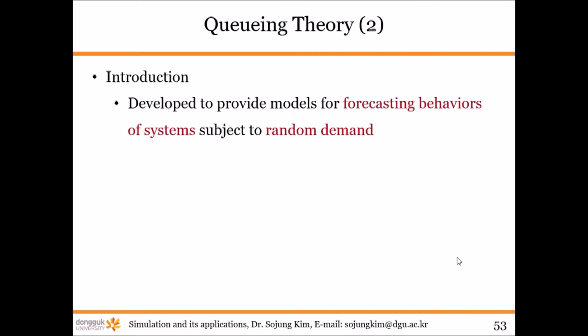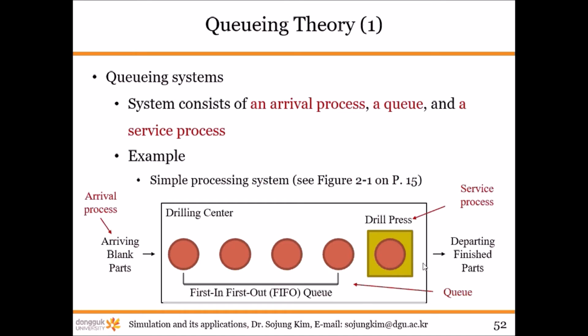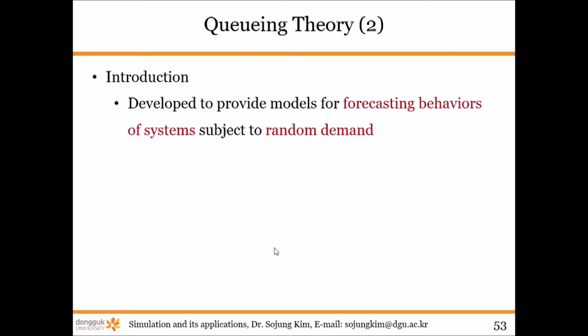In queuing theory, traditionally we use it a lot to understand and estimate the performance of this kind of system. And I think in the communication or network field, it is still used a lot to estimate the performance of computing networks or communication networks and so on. So queuing theory is widely used to provide models for forecasting the behavior of systems subject to random demand.